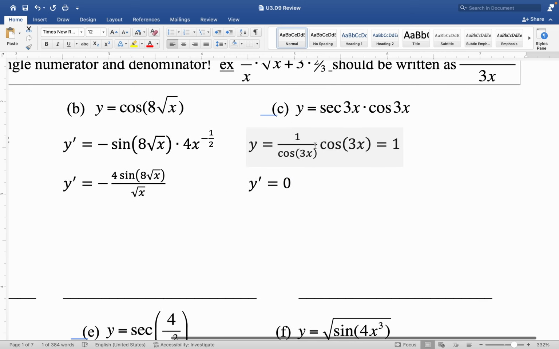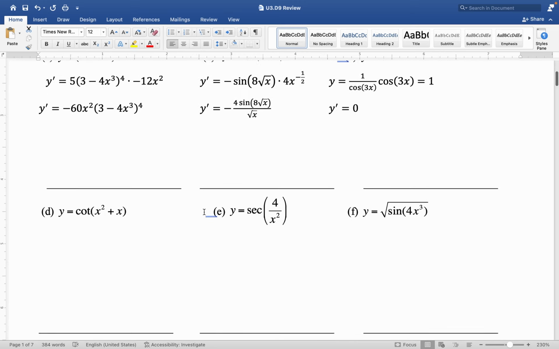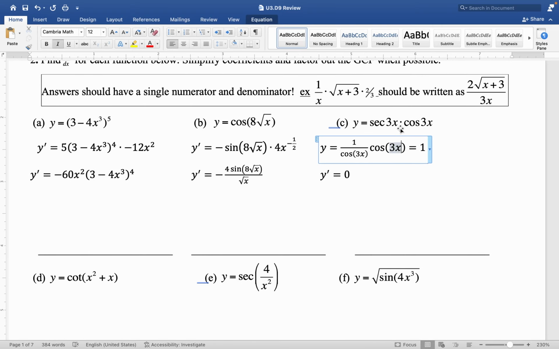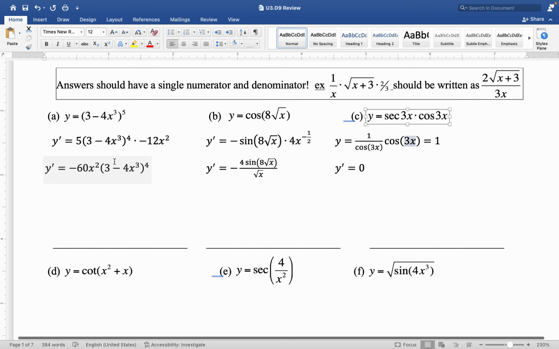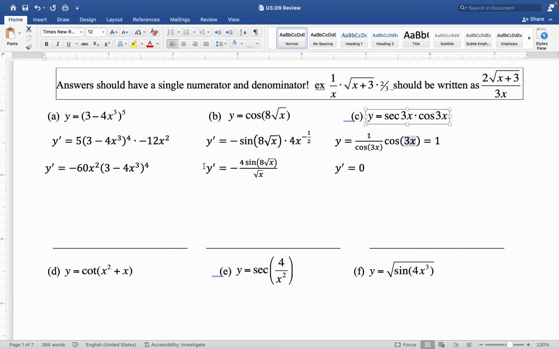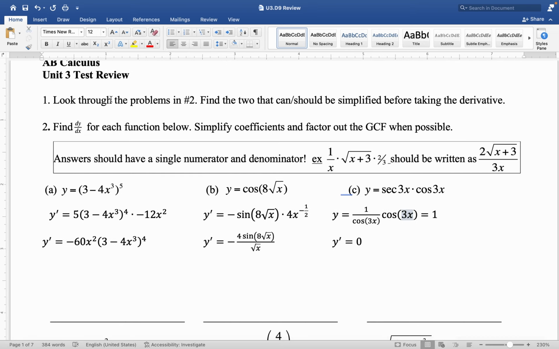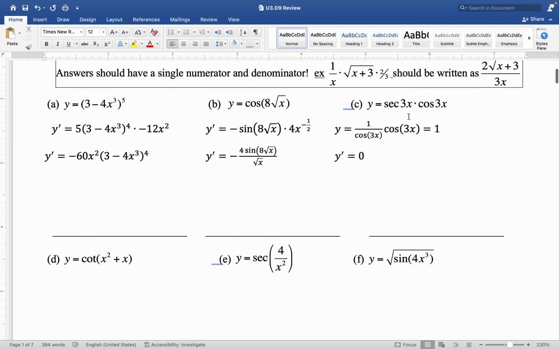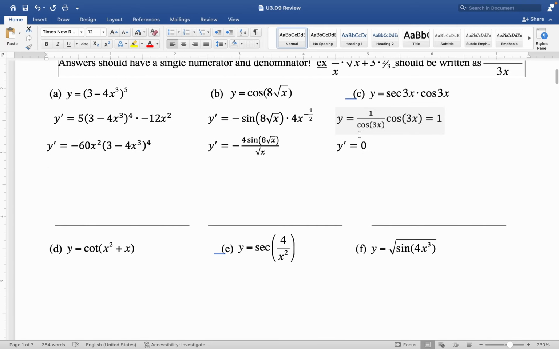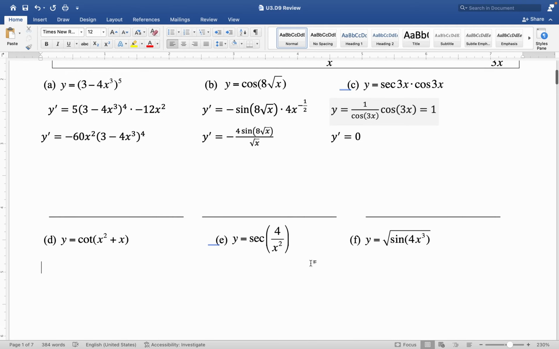So, don't. This is another example of one of those problems where, just because you see a product doesn't mean you necessarily use the product rule. Ask yourself, can you simplify the function before you take the derivative? Actually, in number 1, we tell you there are 2 problems that should be simplified before taking the derivative. Looks like that was the first one, so we'll be on the lookout for the other one. It's lurking in here somewhere.